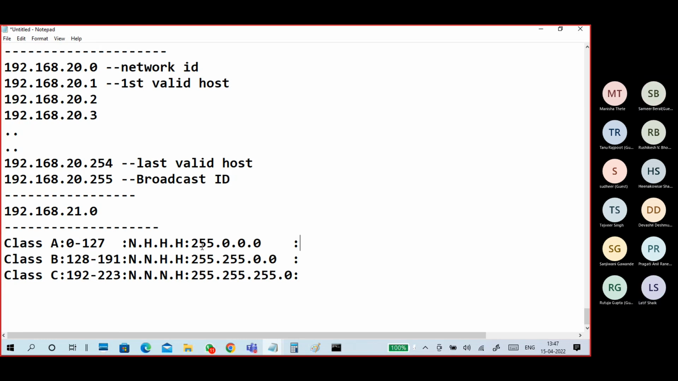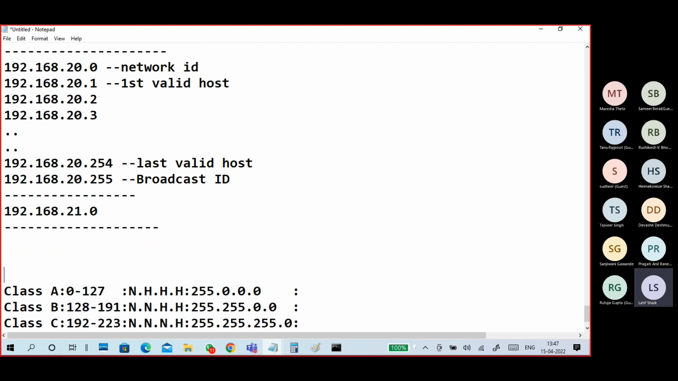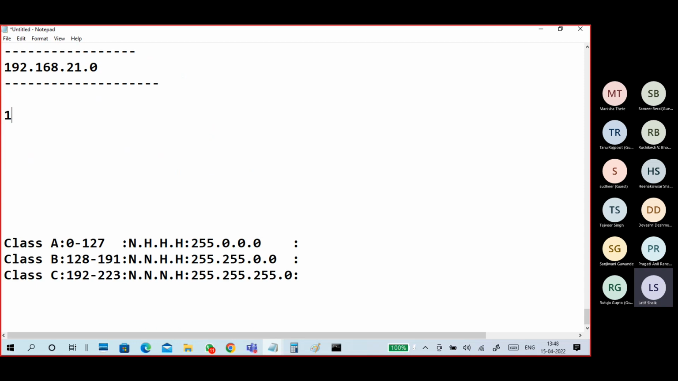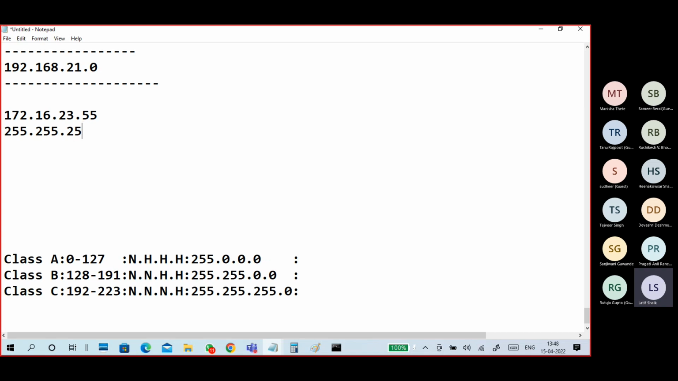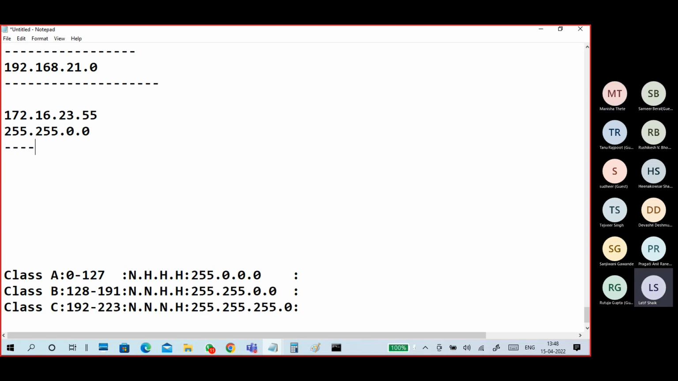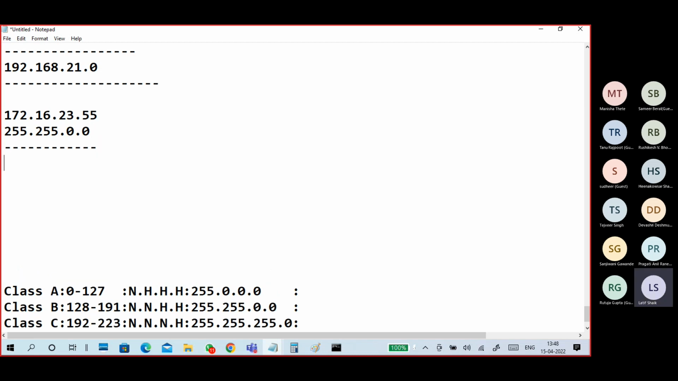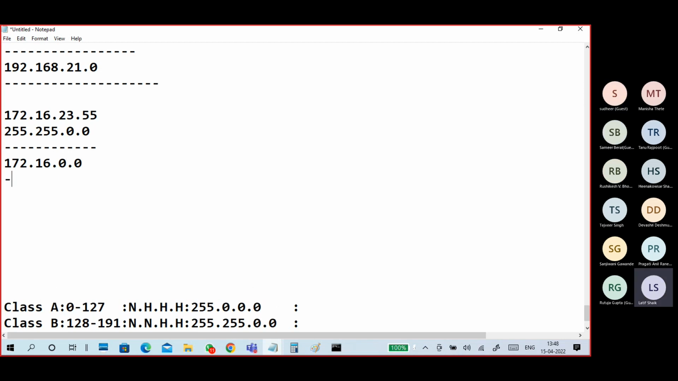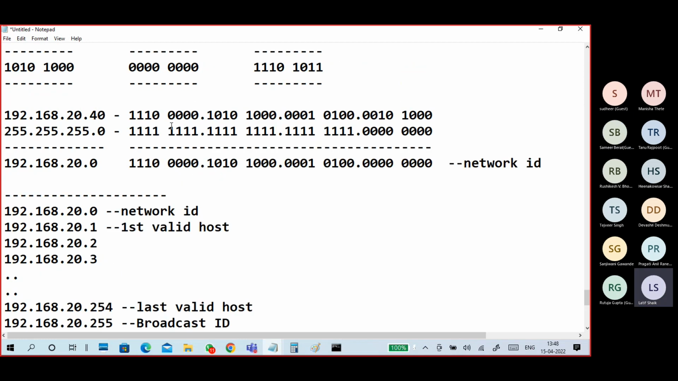So like this, in class A the first octet is the network portion, and the host portions are different. Here you can also take different examples of class A, class B. So I'm taking 172.16.23.54. What is the subnet mask? Class B subnet mask. Can anybody tell an answer for this one? What is the network ID? I'm not converting anything, you can convert it, no problem. 172.16.0.0, like this one.